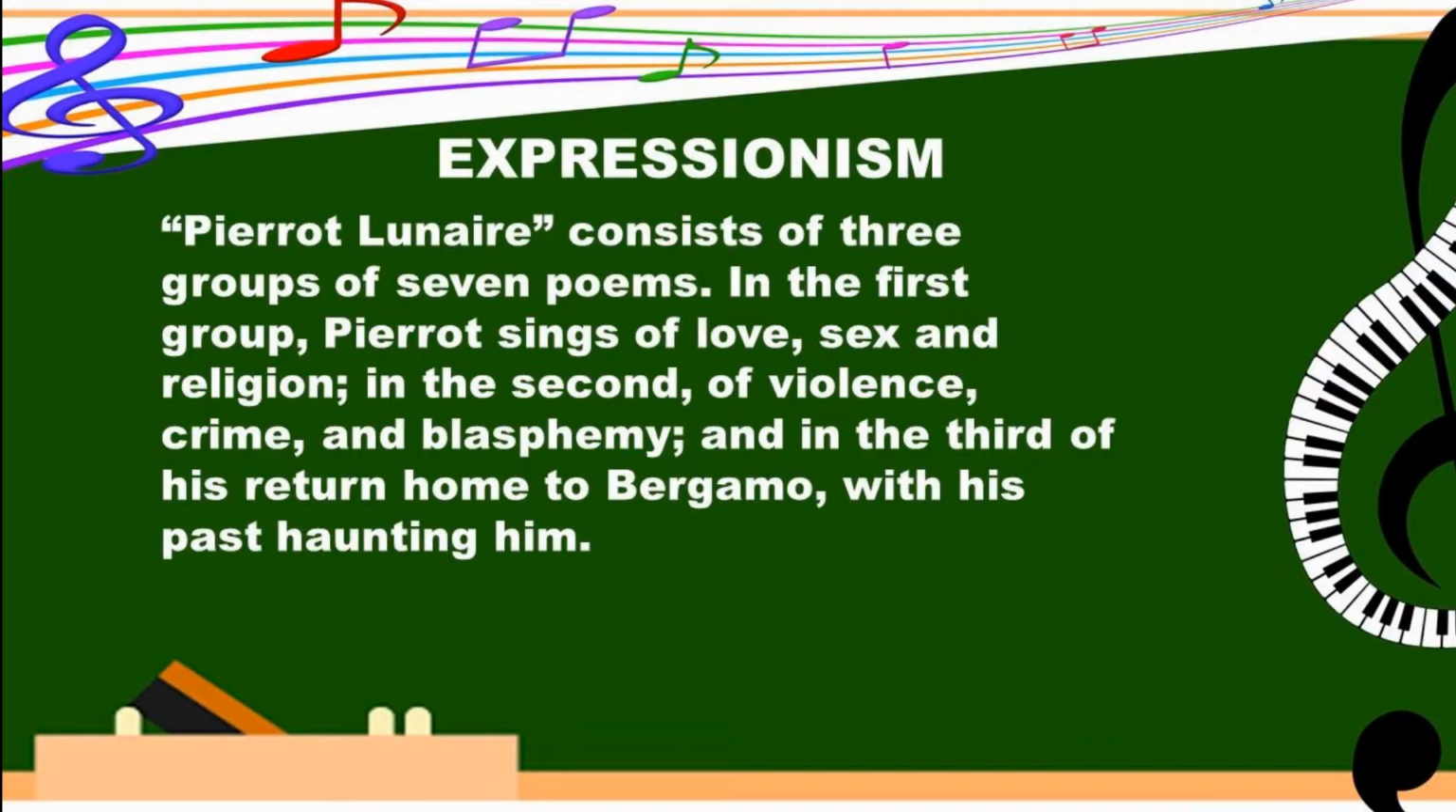Let's try to listen to another type of musical piece coming from Expressionism. The title of this musical piece is Pierrot Lunaire, a composition by Arnold Schoenberg. Pierrot Lunaire consists of 3 groups of 7 poems. In the first group, Pierrot Lunaire sings of love, sex, and religion. In the second, of violence, crime, and blasphemy. And in the third, of his return home to Bergamo with his past haunting him.